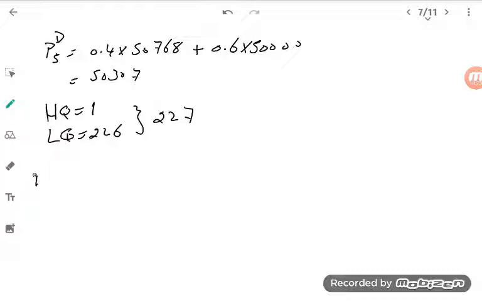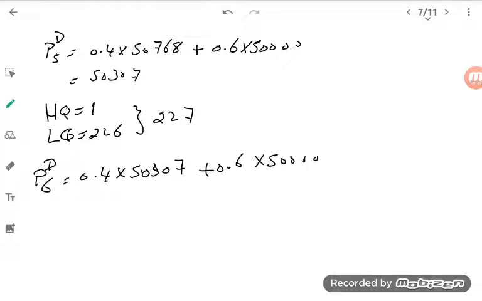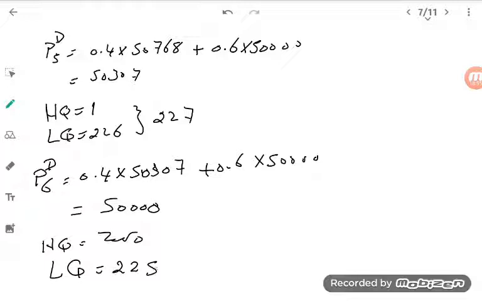And once again we calculate the expected price as 0.4 multiplied by 50,307 plus 0.6 multiplied by 50,000. It will be 50,000. If you substitute, high quality cars will be 0, and low quality cars will be 225. Total market size is 225. From this we can realize that due to asymmetric information, or the adverse selection problem, the expected price we set for the product is going to decrease over time.